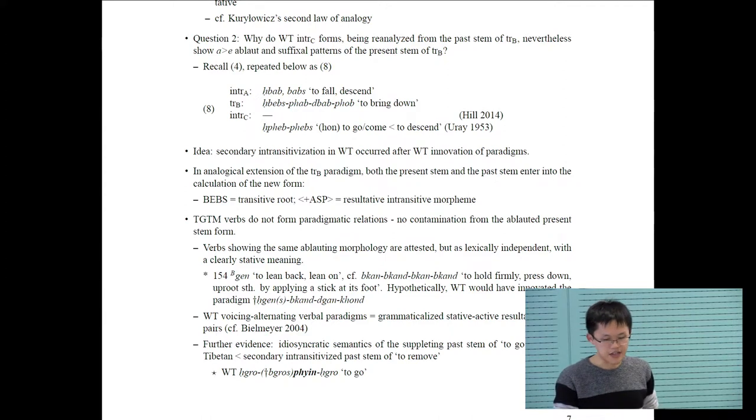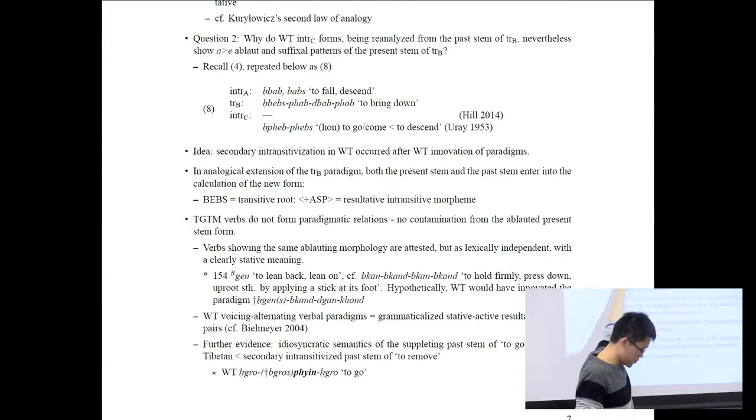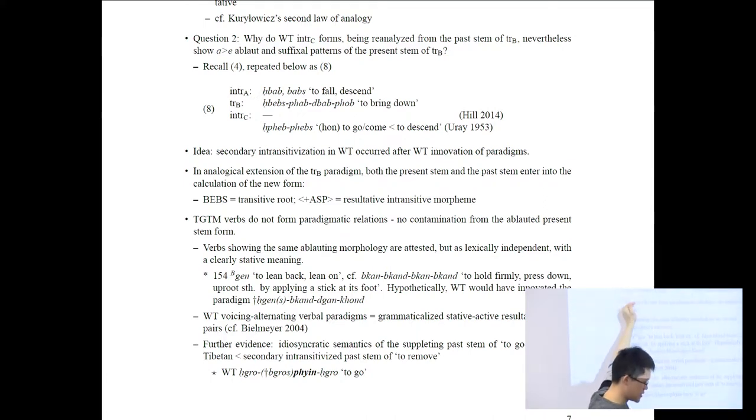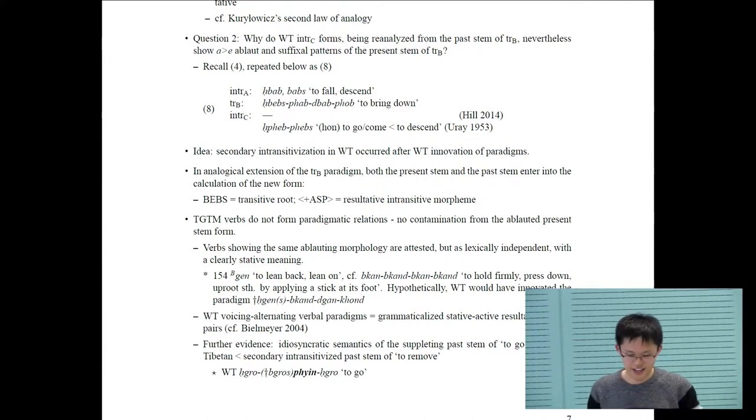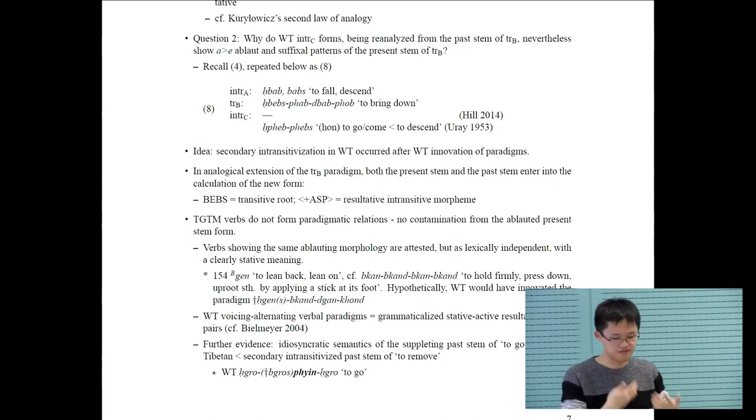And in this analogical extension of this paradigm into this newly innovated intransitive, both the present stem and the past stem entered into the calculation of a new form. So the root would be something like the transitive stem, the present simple transitive, and then the addition of aspiration to the onset would give you something like the resultative meaning. So that would be the sort of process that roughly goes into this analogical extension.